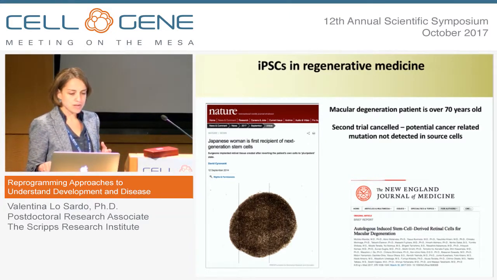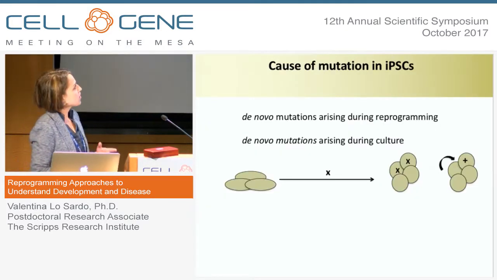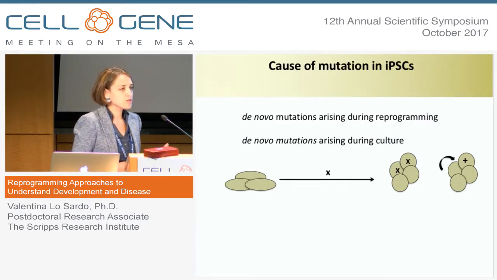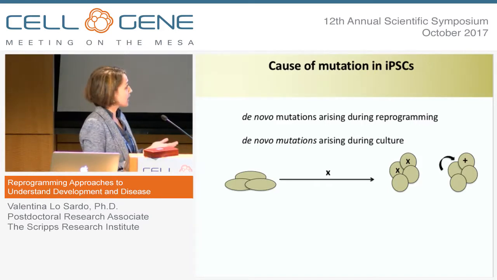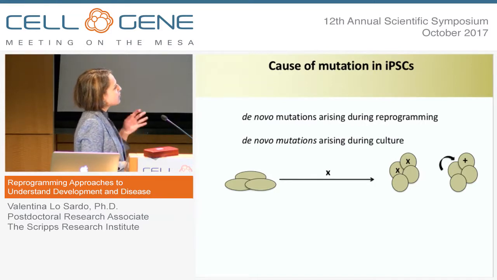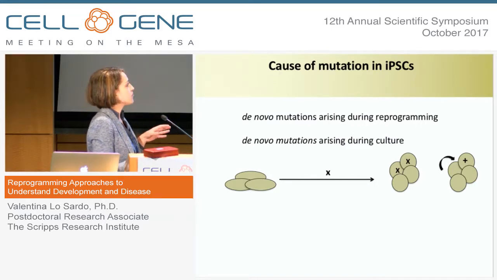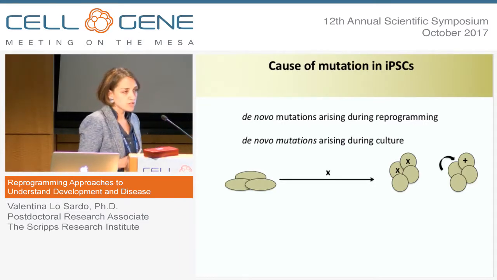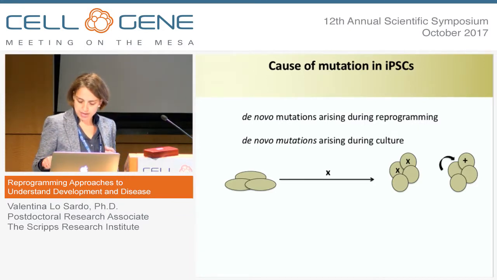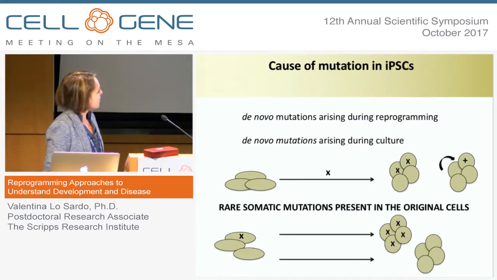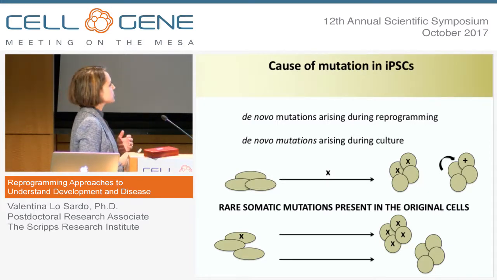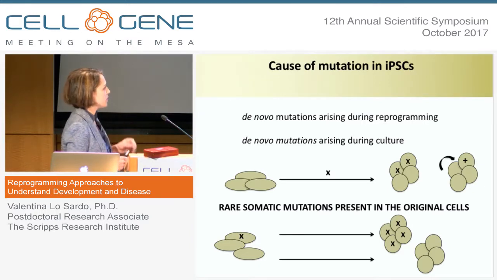And this opens new questions, right? What is the cause of mutation in iPSC? We can find de novo mutations acquired during reprogramming or culture, as in this case. And of course, these are not going to be 100% penetrant in the population, so we can clear them out or find new methods that are more efficient for making better iPSC. But what is more interesting, at least to us, is that we are also going to find rare somatic mutations that are present in the original cell.